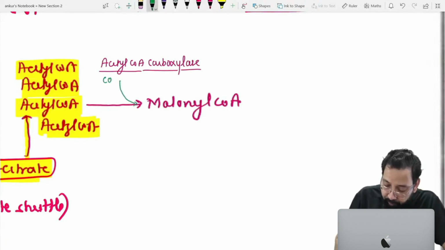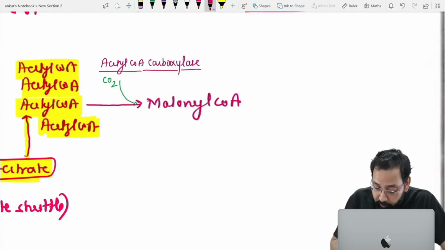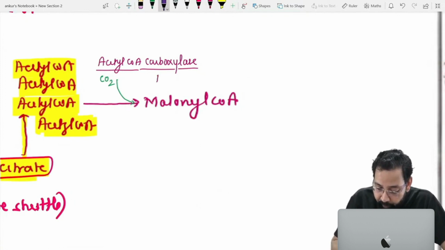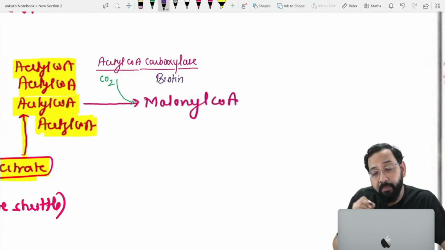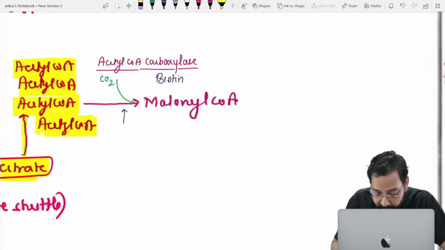CO2 joins. When CO2 joins, that is acetyl coenzyme A carboxylase. I told you whenever CO2 is joined, that is a carboxylase, and the cofactor for carboxylase, you all know, is biotin. Simple decarboxylation needs B6. Oxidative decarboxylation of alpha keto acid needs B1. Carbon dioxide joins by carboxylase. And the product is malonyl coenzyme A.